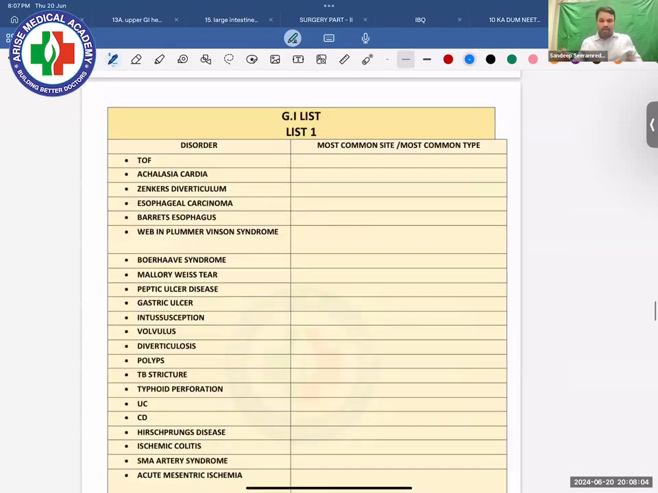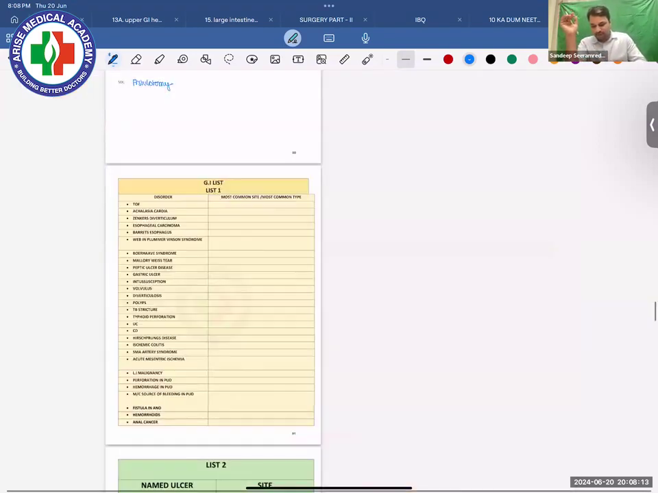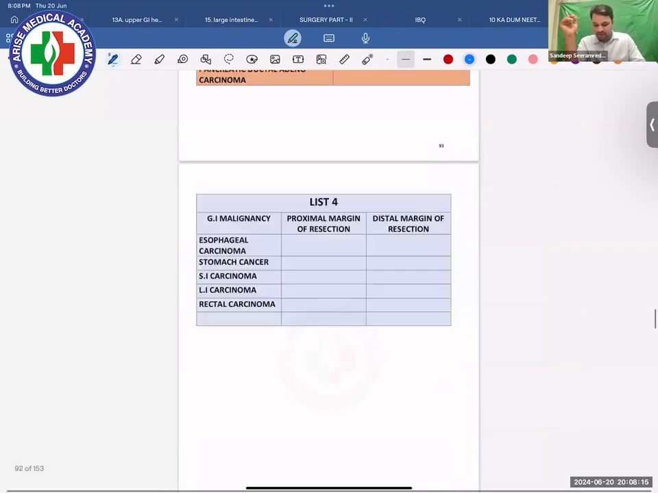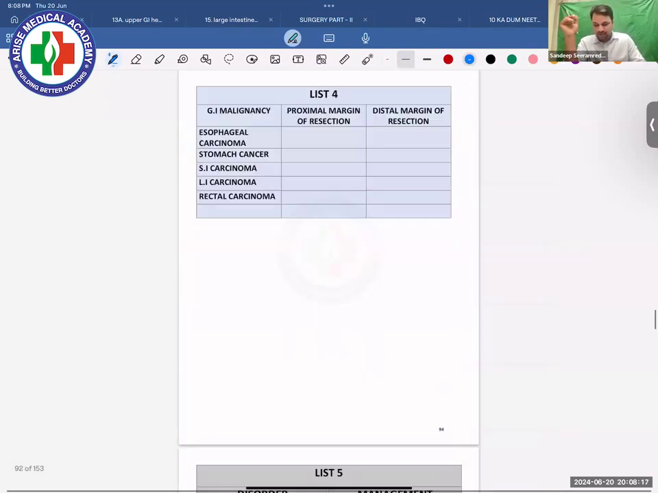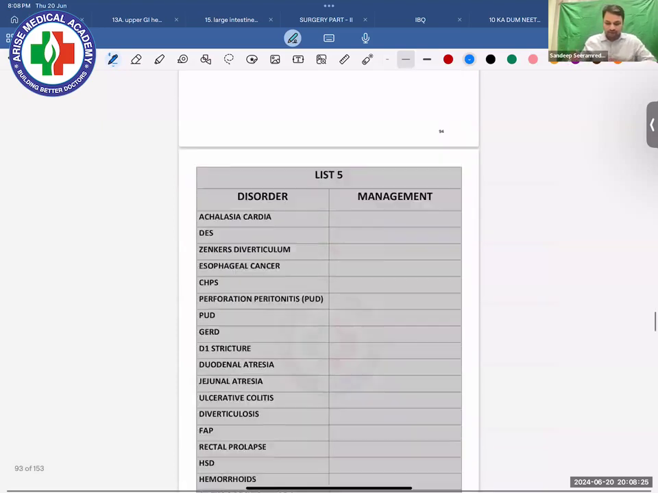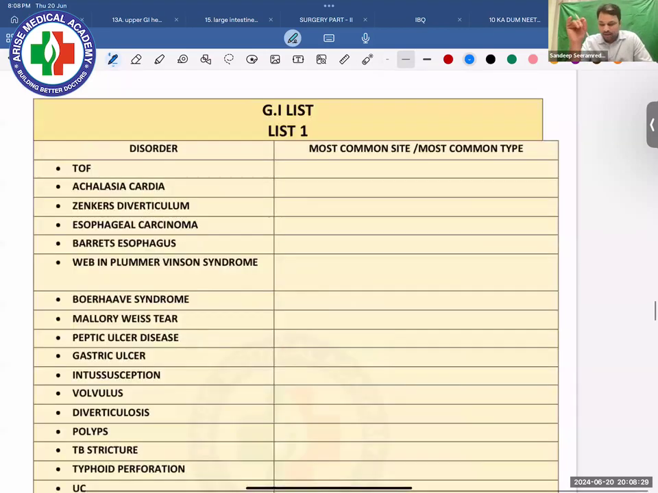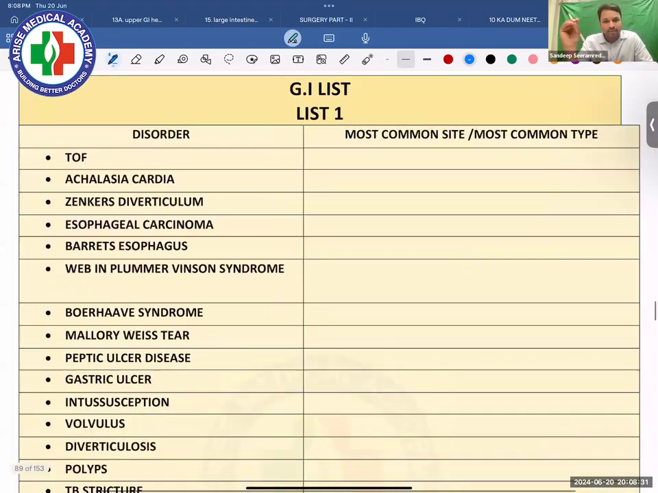Right, so let's start with the rapid fire round. Are you ready? So the entire GIT is going to be listed in the 5 lists that I'm going to give. This is what you are going to revise one day before your exam, right? So let's go with rapid fire. We'll start. So you have list number 1. In list number 1, there are disorders on one end. You have to tell either the most common type or the most common site.